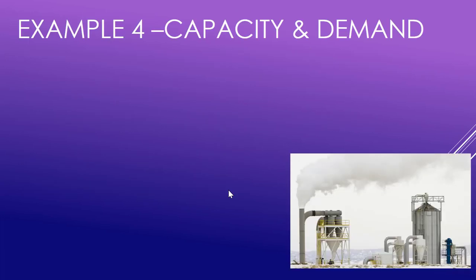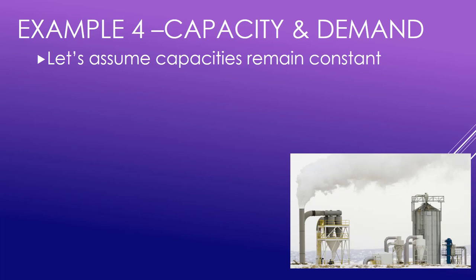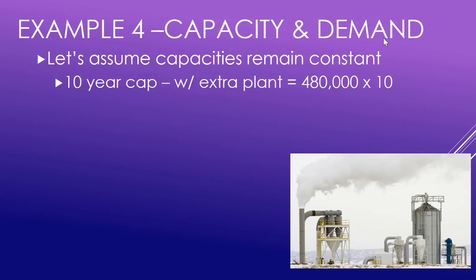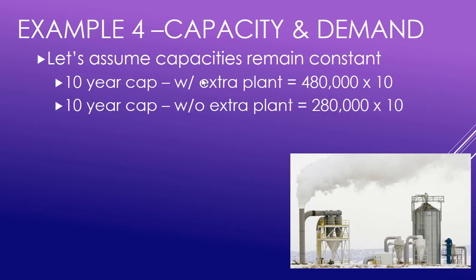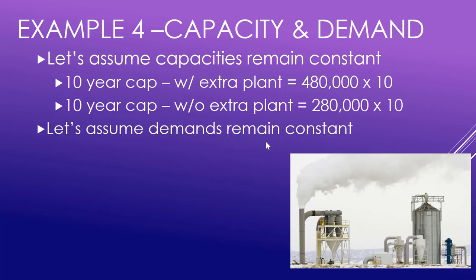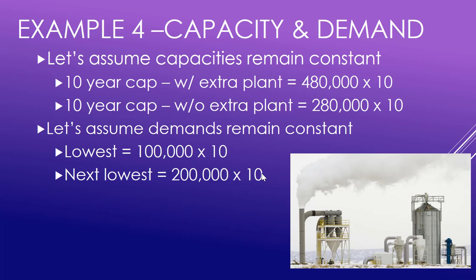Let's assume that all of our capacities remain constant throughout the years. So our capacity for 10 years with the extra plant is just going to be the 480,000 times 10, and without it, the 280,000 times 10. And let's also assume our demand remains constant, so we're just going to have our demands, basically all of them, times by 10. Let's have a look and see what that looks like in Excel as well.